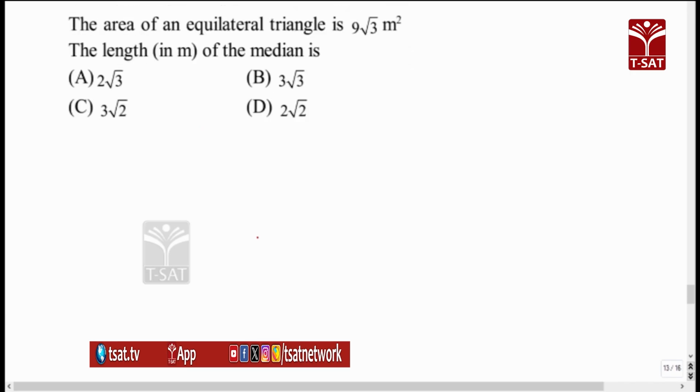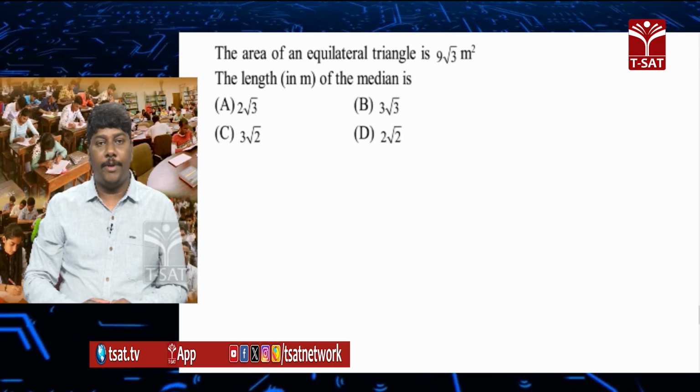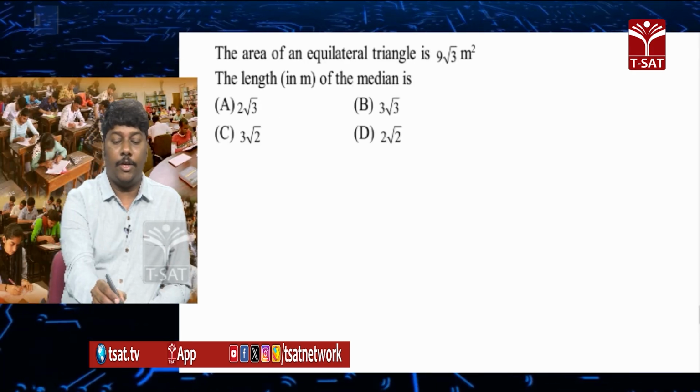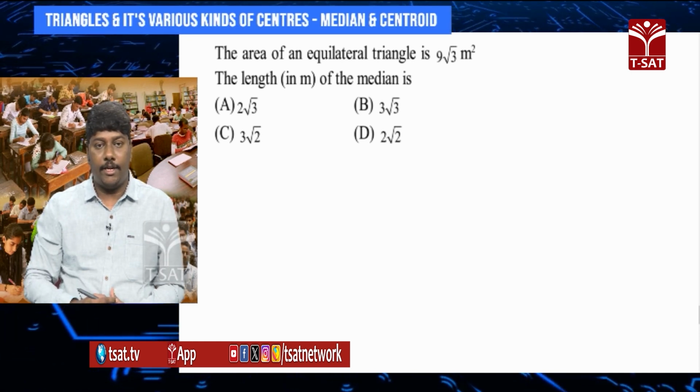The area of an equilateral triangle is 9√3 meters square. The length of the median is... actually in an equilateral triangle, all the sides, height and median are related.